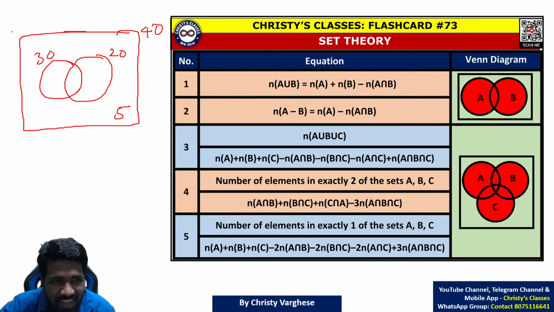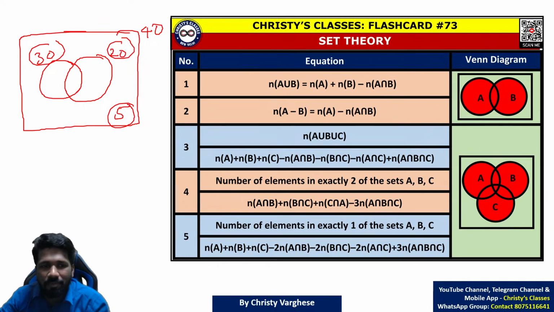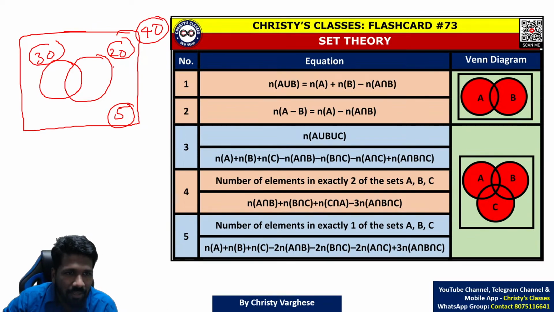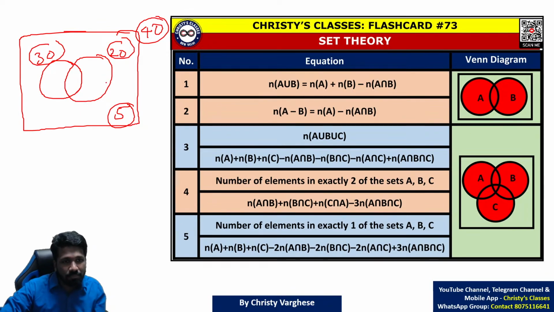But if you look at it, tea lovers 30, coffee lovers 20, no-beverage people 5. So 30 plus 20 plus 5 is 55. Right? Total 40 people only. Yeah, this is the idea of the inclusion and exclusion principle.